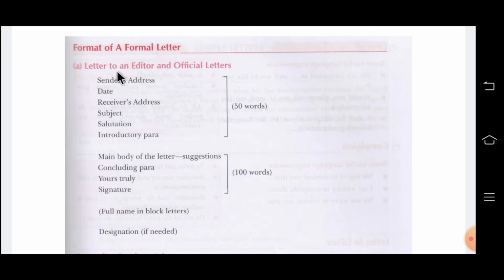First of all, the letter to the editor. You have to write the sender's address, then the date, then the receiver's address, then the subject, salutation, introductory paragraph, and main body of the letter. You have to write the main body in a suggestion manner. A concluding paragraph should be there. Yours truly, signature, full name in block letters, designation if needed. This is the proper and compact format of a formal letter.